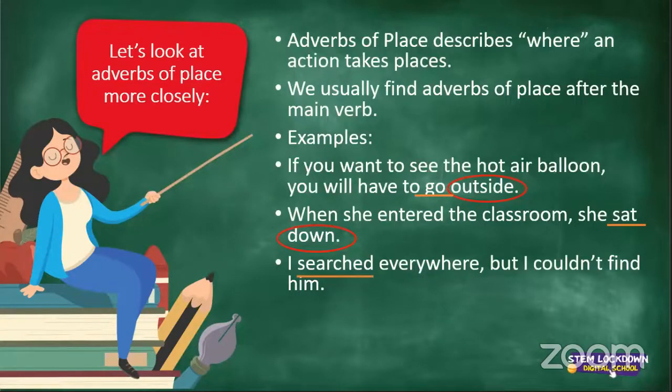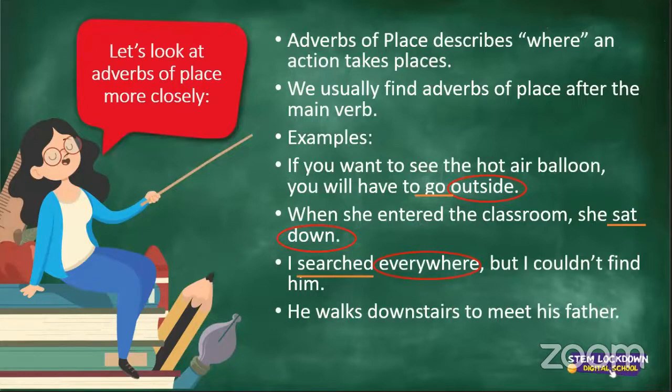You can quickly write it for me. Good. I searched where? Good job, you guys. Everywhere is the answer. So everywhere will be your adverb of place. This is our last example of adverb of place.